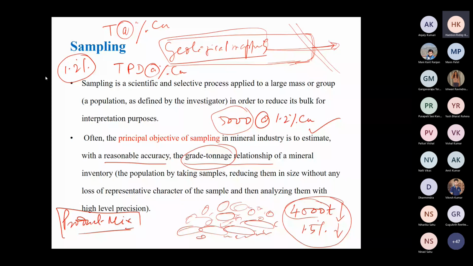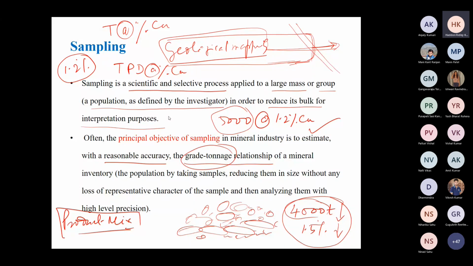Sampling is a very important tool for understanding the economics of mining. Now, what is it? This is basically a scientific and selective process applied to a large mass or group, a population as defined by the investigator, in order to reduce its bulk for interpretation purposes. That means, say if you have 1 lakh tons blasted in the mine, you cannot process the entire 1 lakh tons and find out the grade. That is impractical.